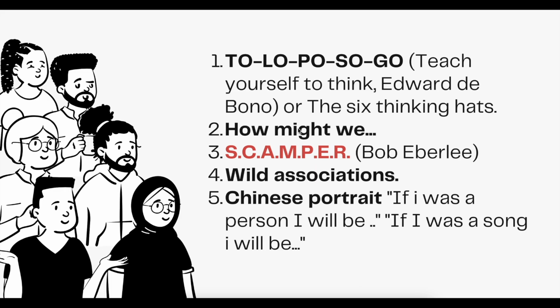The next one is How Might We. The third one is the SCAMPER. And the fourth one is Wild Associations. This one you probably heard about or tried before. Maybe you didn't know the name. And the last one is the Chinese portrait. So let's check it out.